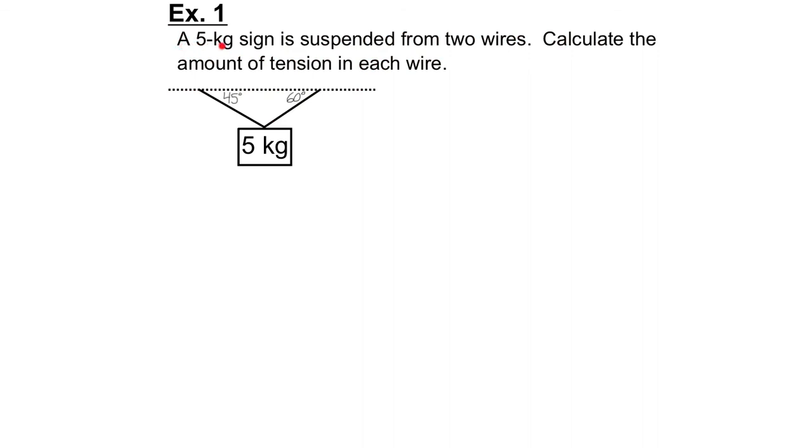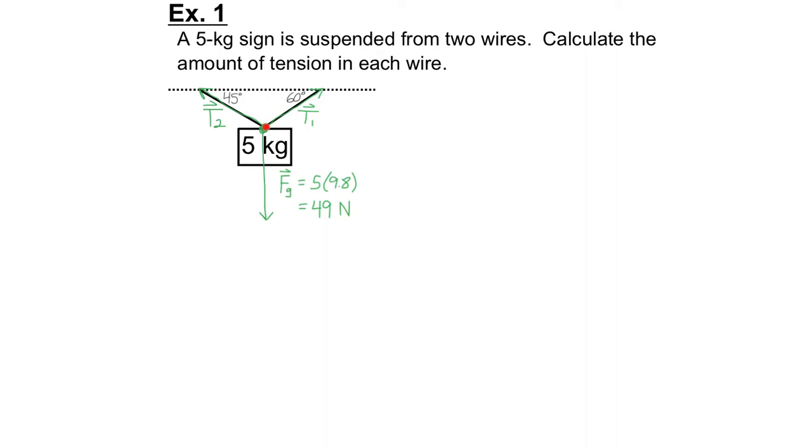Example 1. A 5 kilogram sign is suspended from 2 wires. Calculate the amount of tension in each wire. Okay, so tension is a force, it's a vector. So we've got this sign, it's 5 kilograms. We've got the force of gravity pulling down, and the tension in the wires is going in the opposite direction to hold the sign up.